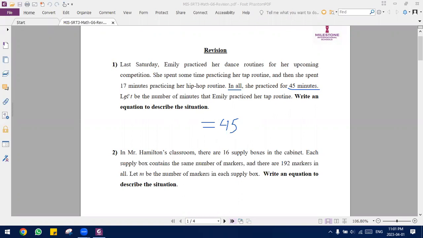They said here, let T be the number of minutes that Emily practiced her tap routine, which is the first type. So the first type, how many minutes? We don't know. It says it's T. So we place here T. And then the second type, we have 17 minutes. So plus 17. In total, as we said, it's equal to 45 minutes. So that was the first equation.